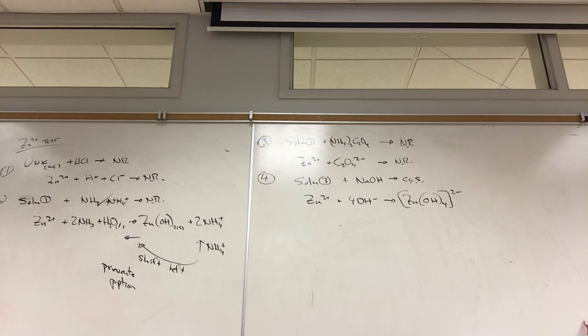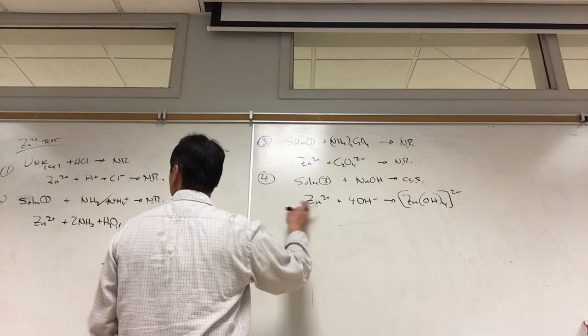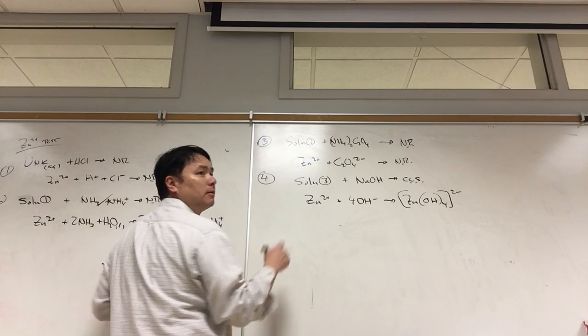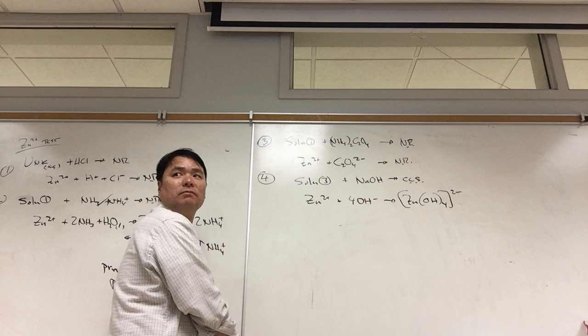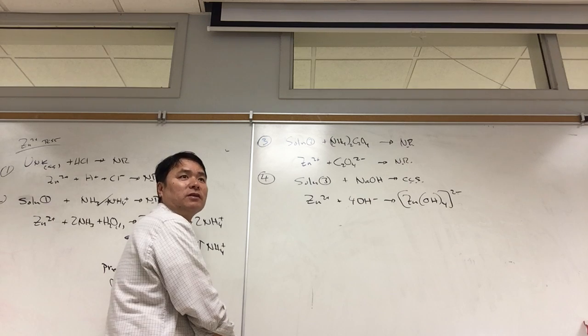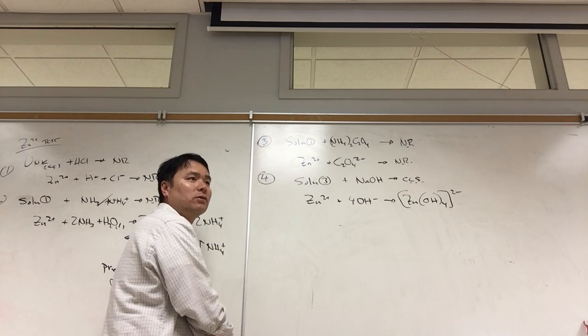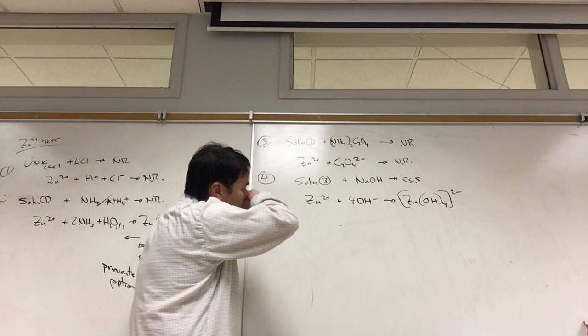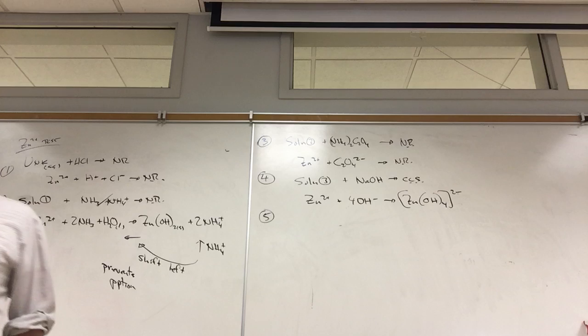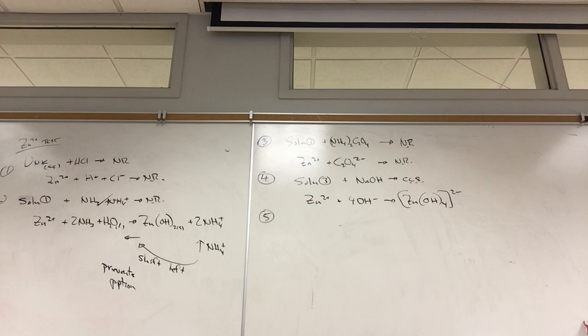So it complexed with hydroxyl, but it didn't complex with amine. Why is that? Well, that's just what's observed right now. We'd have to get into the whole molecular orbital business to more properly understand it, which we aren't going there. All right, so now we have the tetrahydroxozincate(II) ion. What are we going to do next?